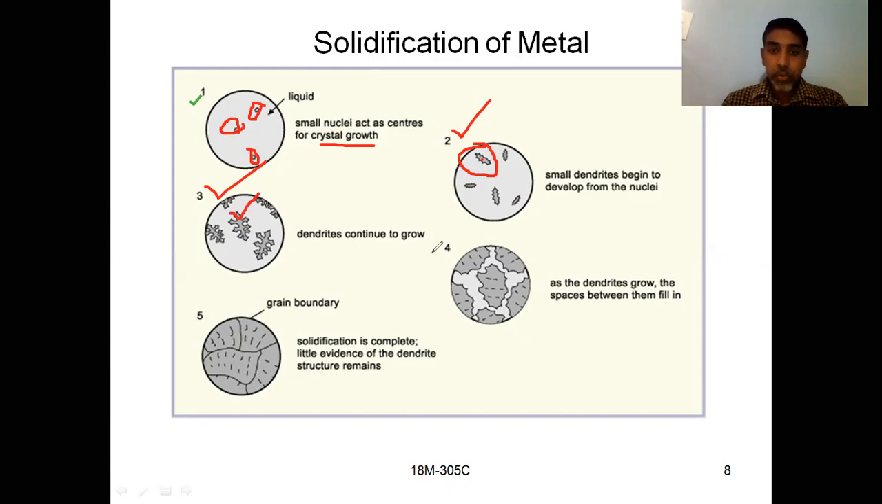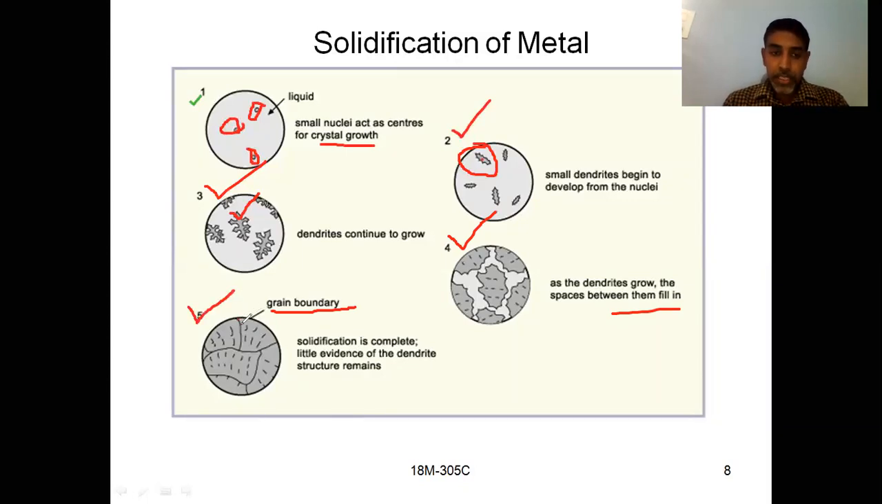And if you observe the fourth one, this is the fourth step. In the fourth step, what is happening? As the dendrites grow, the spaces between them fill in. So what will happen? This will touch here. These are the gaps, and they will be filled. After the spaces between them are filled, what will happen? You are going to get a grain boundary in the 5th step.